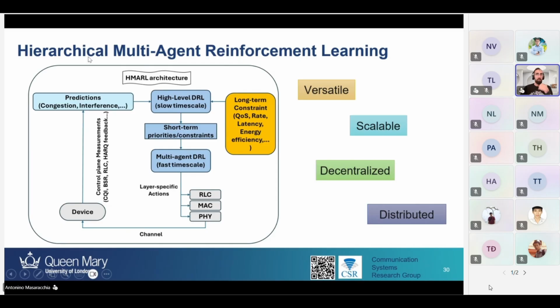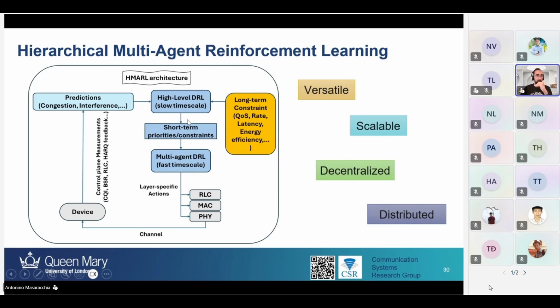So what we're going to provide, this approach is proved to be versatile, scalable, decentralized, and distributed, which are the challenges that we saw before in the previous slide when we were going to integrate terrestrial and non-terrestrial network. So there is going to be a high-level deep reinforcement learning that is going to manage the slow scale. And there are going to be also multi-agent. These are high-level deep reinforcement learning.